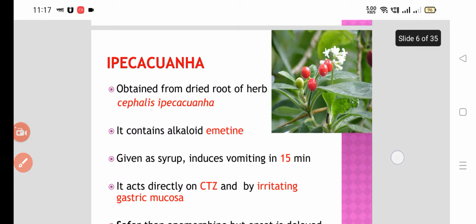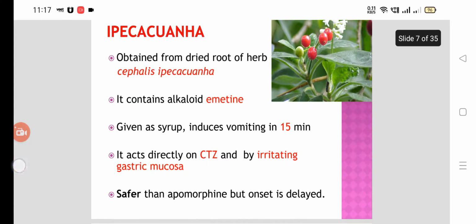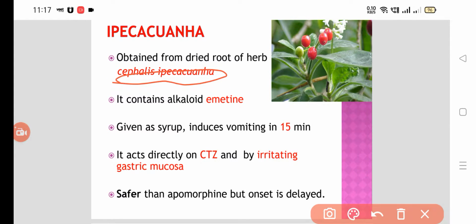Now we have the other drug, ipecacuanha. Ipecac is obtained from the dried root of the herb Cephaelis ipecacuanha. It contains the alkaloid emetine, which is the active ingredient. It is given as a syrup and induces vomiting in 15 minutes, whereas apomorphine induces vomiting in 5 minutes.